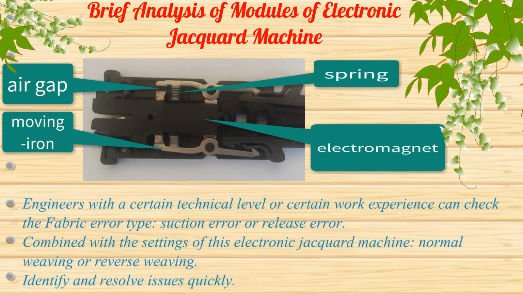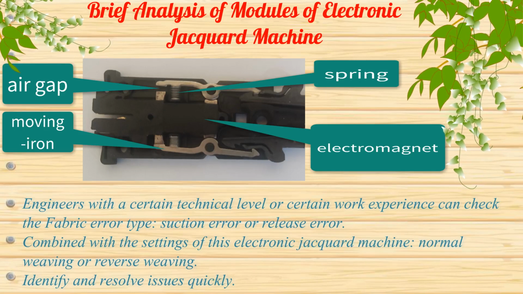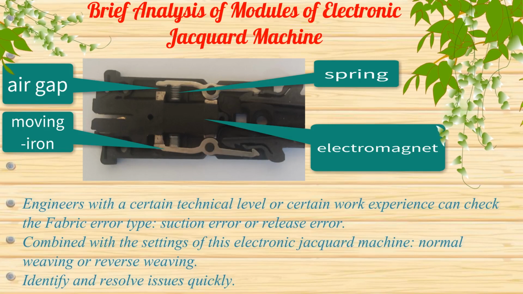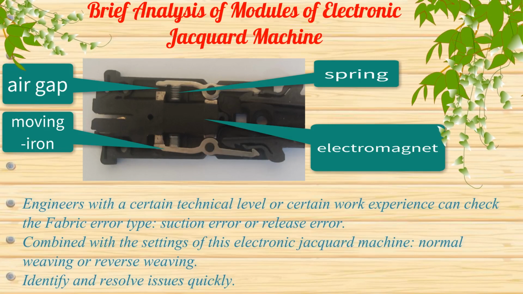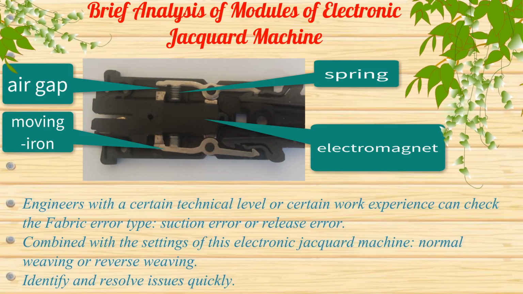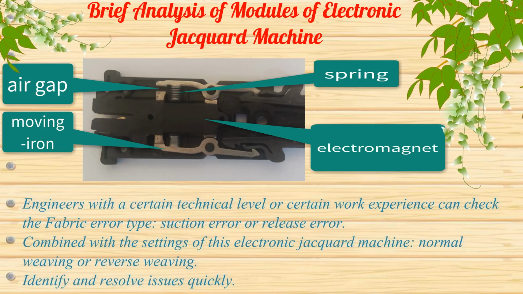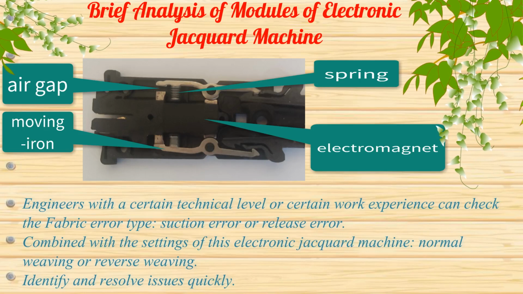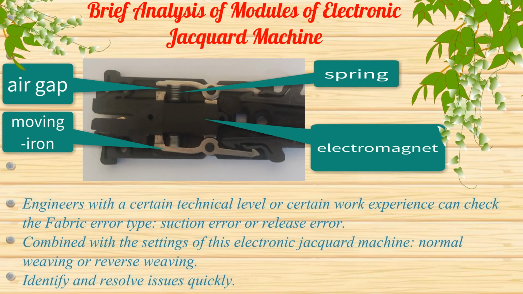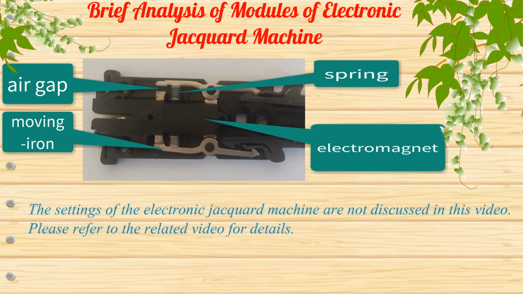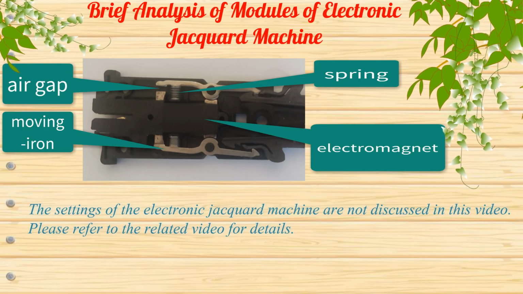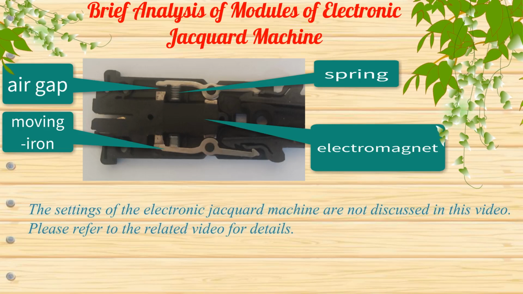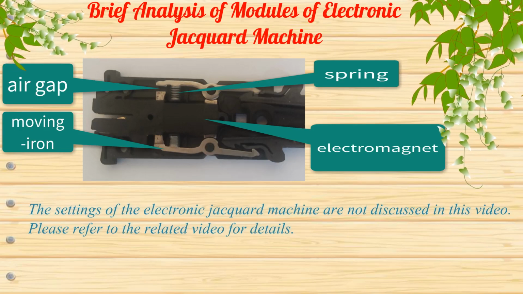Engineers with a certain technical level or certain work experience can check the fabric error type, suction error or release error, combined with the settings of this electronic Jacquard machine, normal weaving or reverse weaving, identify and resolve issues quickly. The settings of the electronic Jacquard machine are not discussed in this video. Please refer to the related video for details.